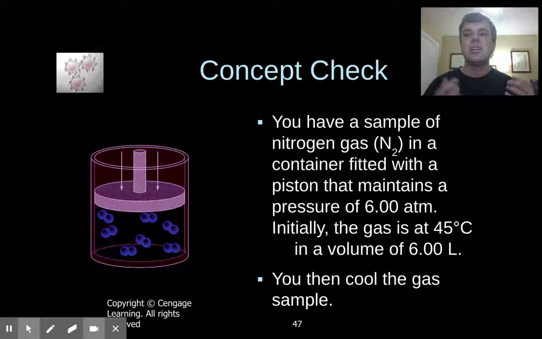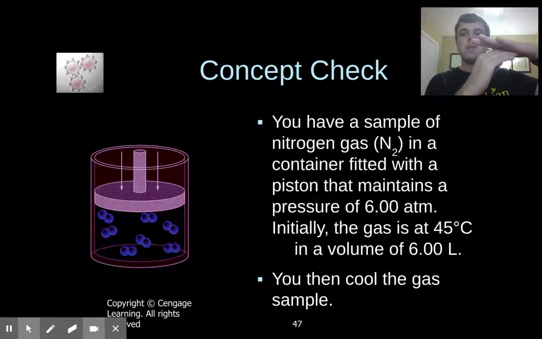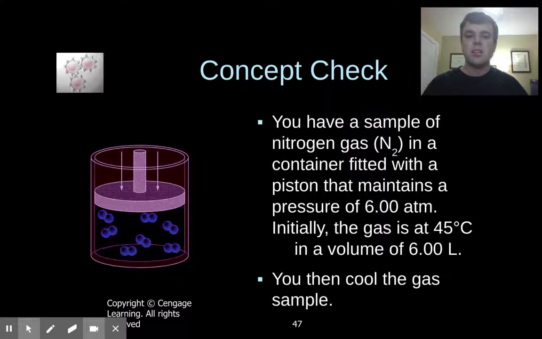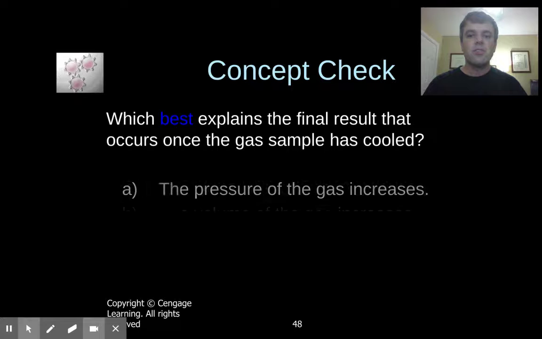cooling it down do? Well, it should lower the average kinetic energy, meaning these particles will move more slowly, so they will stop hitting the walls of the container and therefore the bottom side of that piston as hard. When they stop pushing up as hard while you're applying the same amount of force downward, that piston is going to slide downward in that cylinder until the collisions equal that 6 atmospheres again. So which best explains the final result once the gas sample is cooled?